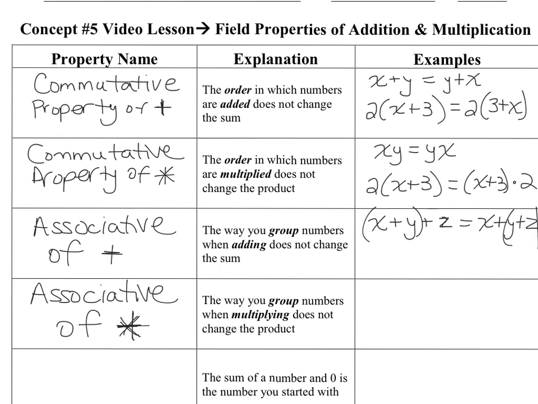So if you look from one side of the equal sign, order doesn't change. What changes is who's inside the parentheses. The same thing would happen with multiplication.